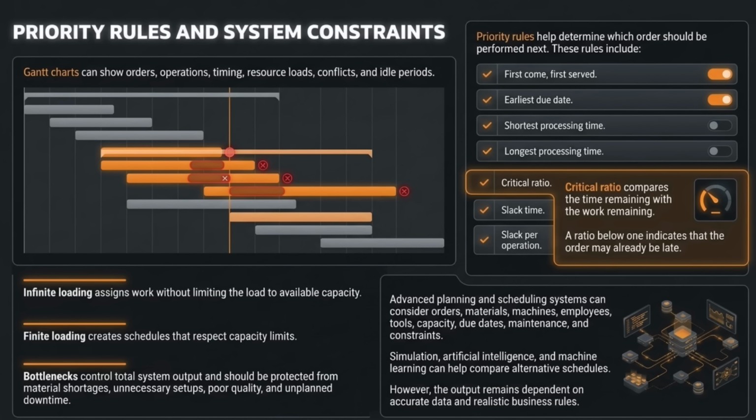Advanced planning and scheduling systems can consider orders, materials, machines, employees, tools, capacity, due dates, maintenance, and constraints. Simulation, artificial intelligence, and machine learning can help compare alternative schedules. However, the output remains dependent on accurate data and realistic business rules.